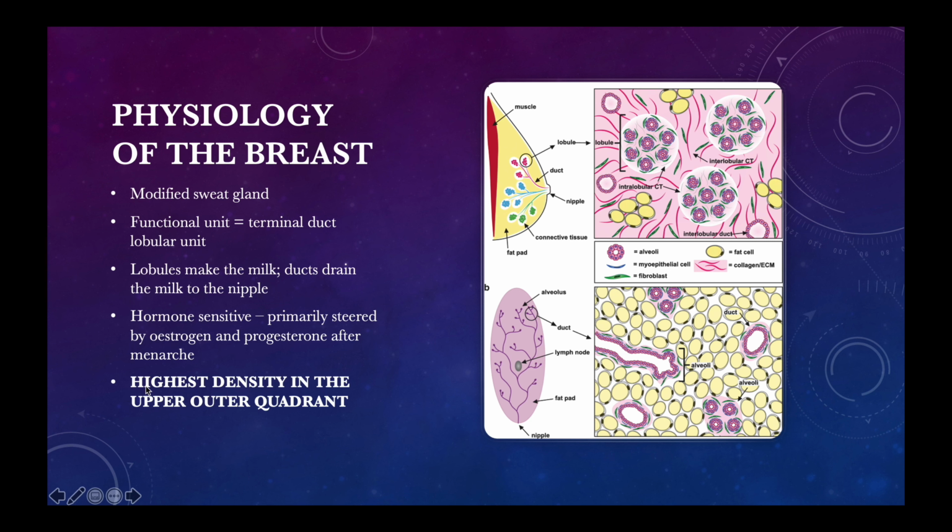This is really important, this one phrase: the highest density of breast tissue is found in the upper outer quadrant of both breasts. So on the left side it is the left upper outer quadrant, and on the right side, the right upper outer quadrant. It's really important you guys remember this, because most pathological diseases occur in this area.